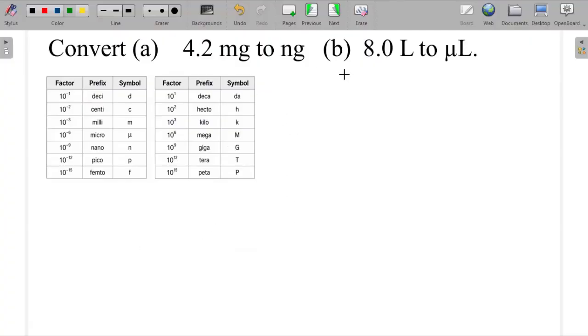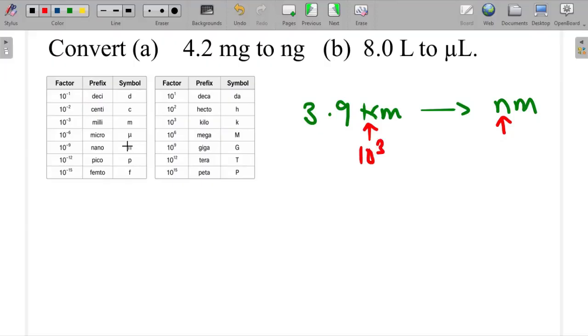For example, if I have 3.9 kilometers and I want to convert these kilometers to nanometers, how can I do that? The first thing is to identify the prefixes that you have there. Here I have kilo. I know that kilo is 10 to the power 3 from the metric table. Here I have nano, because this is a small letter n. So nano is 10 to the power minus 9.